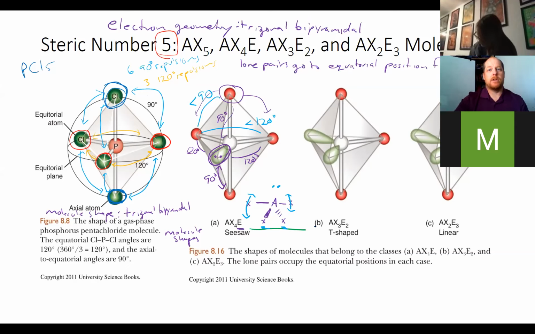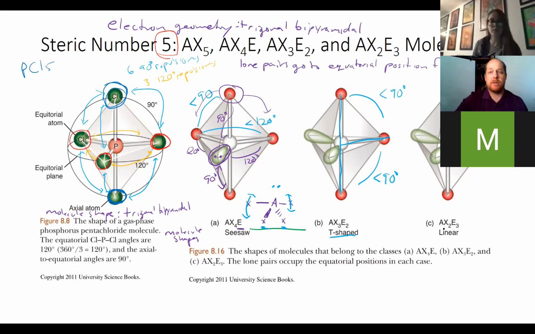Okay, if you go to two lone pairs of electrons, you have a T-shaped molecule. So your T is right here, and again these angles here, right there and there, are going to be less than 90 degrees. And so that's going to give you something T-shaped.